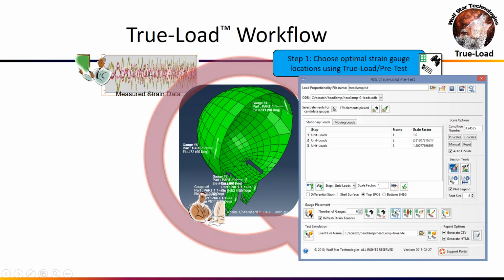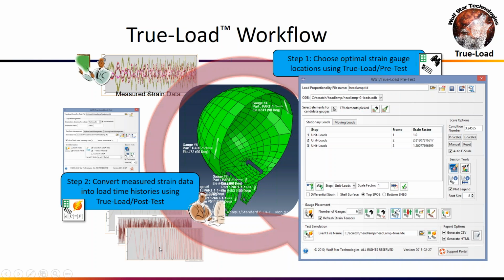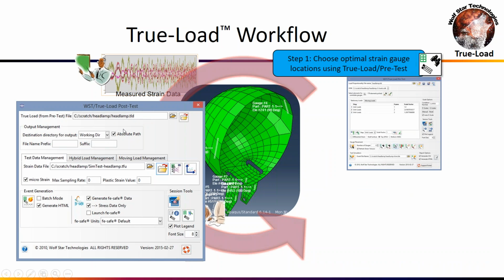The whole idea now is to take this measured strain data and turn it into loading functions. We're going to do that with the post-test software. Post-test is going to take the TLD file from pretest, which has the correlation matrix in it. It's going to bring in the strain data file from test. And then he's going to push this button here to generate the loads. And it's kind of that simple.